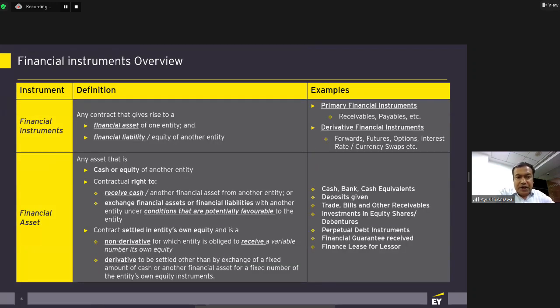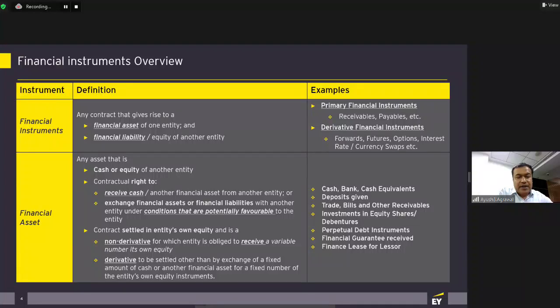Now, what is a financial instrument? A financial instrument is basically a financial asset or a financial liability. A financial instrument is a financial asset of one entity, and the same instrument will be a financial liability for another entity. By way of an example, a debtor of one company will always be a creditor of another company, and you can put this in parallel for any other financial instrument. An investment for one company will be an equity for another company. So a financial instrument is any contract which gives rise to a financial asset for one company and a financial liability or an equity of another company.